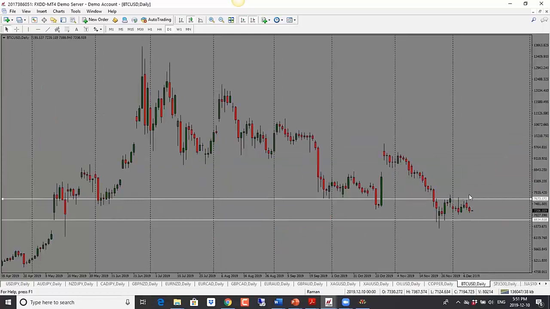Bitcoin here, yesterday we were looking for a drop. We got that drop. So today, again, we have a bearish candle close. So looking for price to drop further towards the 68.35 level. So bearish bias for Bitcoin.